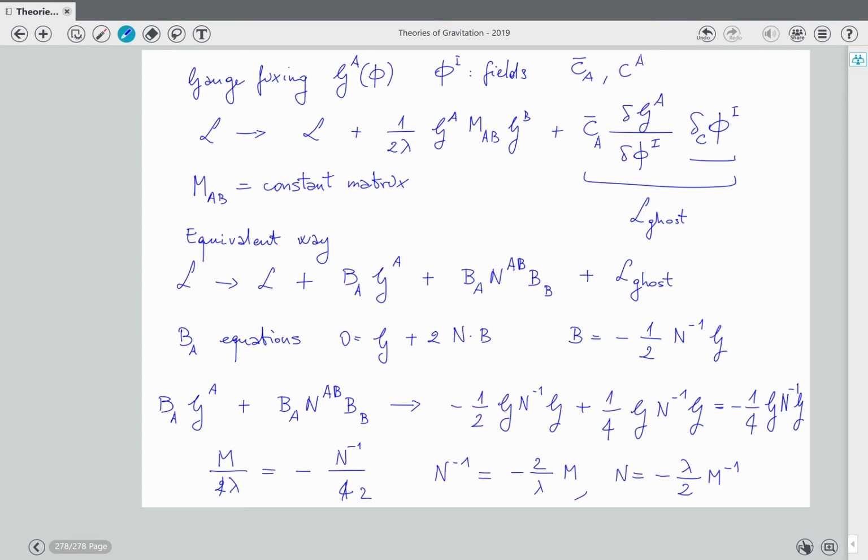So another way to insert the gauge fixing is this one. Let's stop 10 minutes and then we'll move on.